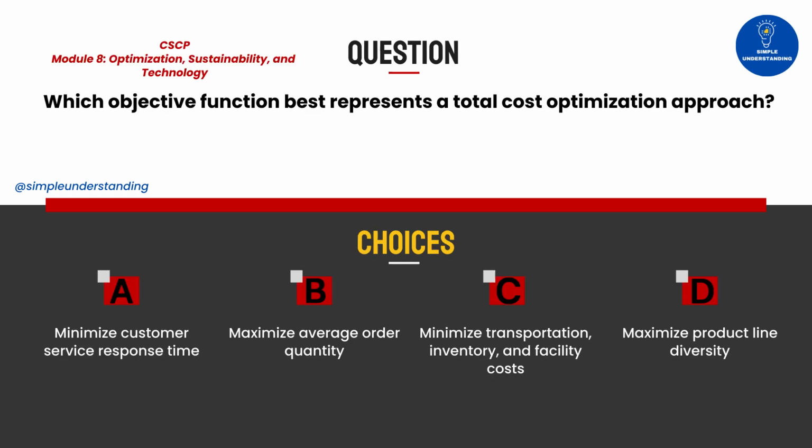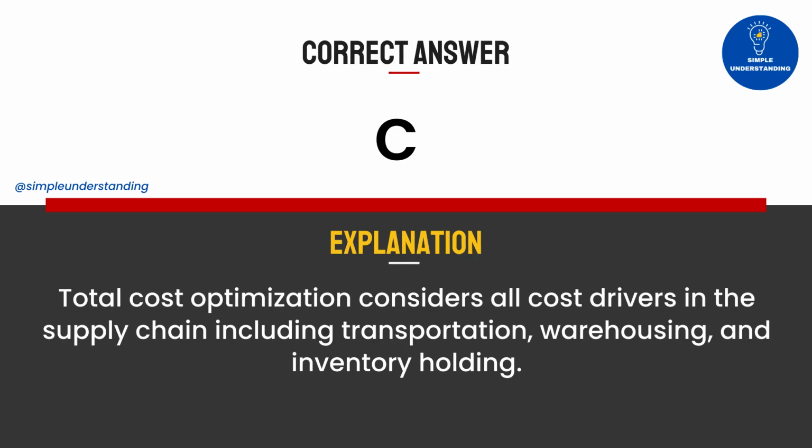4. Which objective function best represents a total cost optimization approach? A. Minimize customer service response time. B. Maximize average order quantity. C. Minimize transportation, inventory, and facility costs. D. Maximize product line diversity. Correct answer: C. Explanation: Total cost optimization focuses on reducing cumulative costs across the supply chain rather than optimizing individual functions.